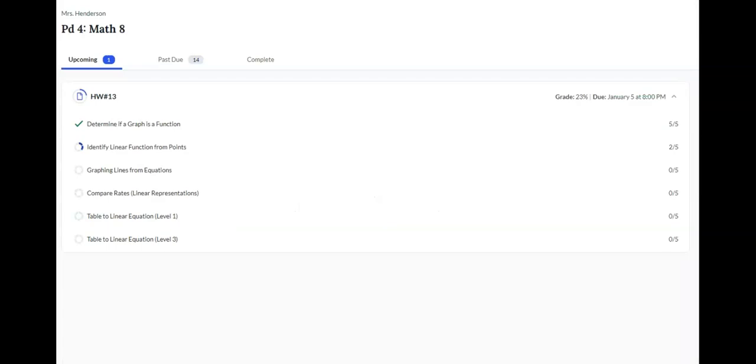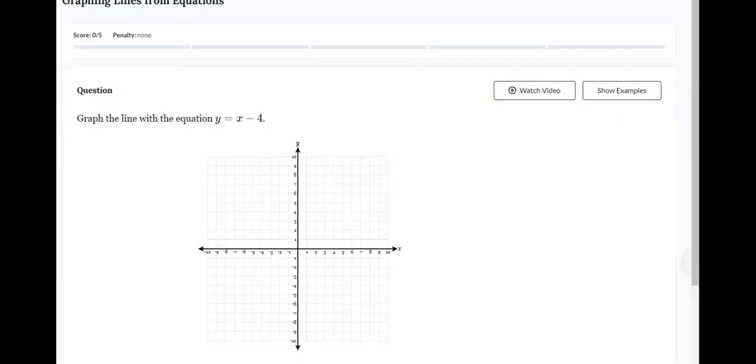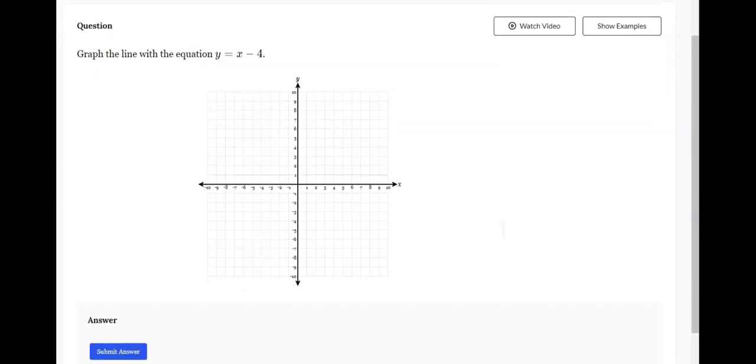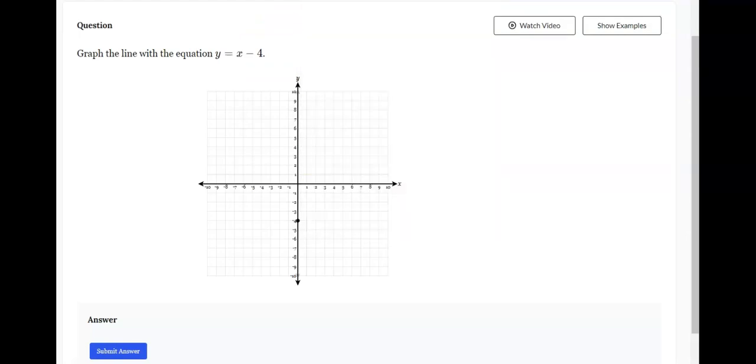Alright, next topic here is graphing lines from equations. Now we've been doing this for several weeks now, so let's see how you do. First thing you need to do is plot your y-intercept. After that, you follow the slope. If you don't see the slope, the number's an invisible 1. So again, I'm going to plot at -4 first, and then I'm going to rise 1, run 1. And there's my line.